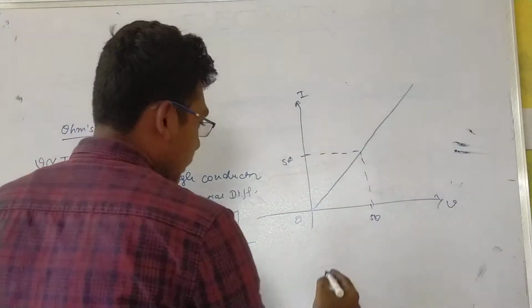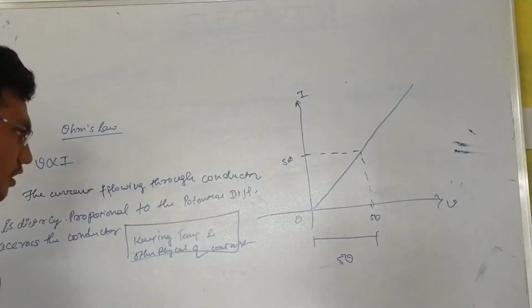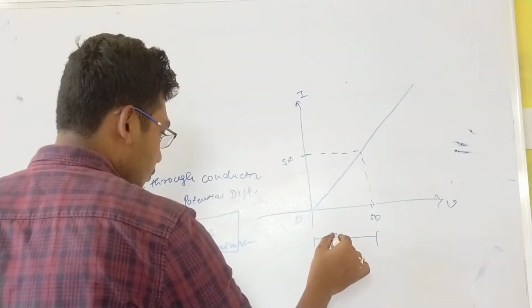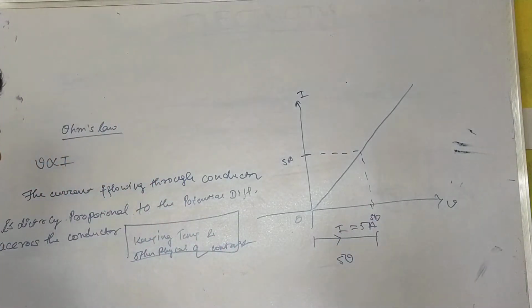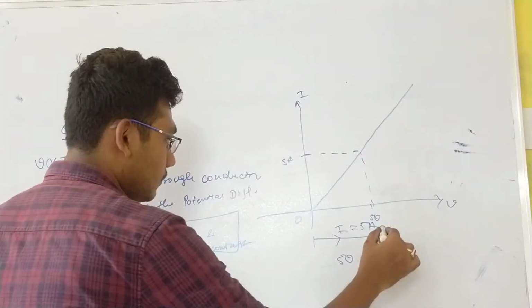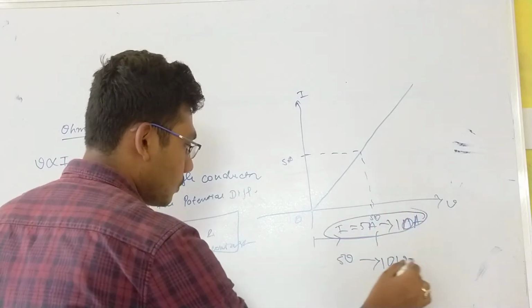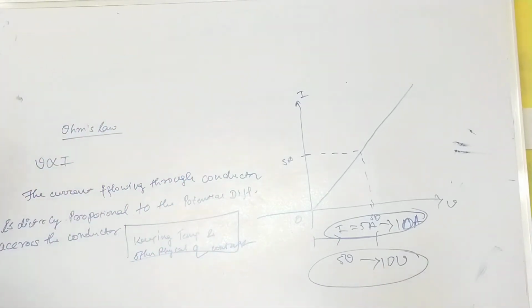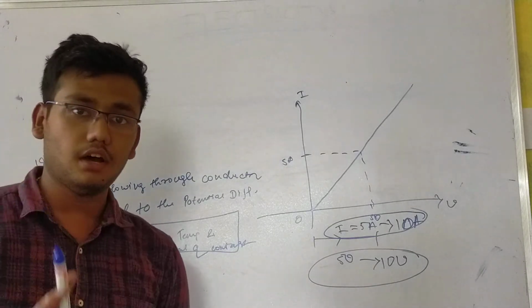So assume the potential difference across this conductor is 5 volts and the current flowing through is 5 amperes. If we increase the voltage to 10 volts, the current will be 10 amperes. So we can find there is a proportionality constant. What is that proportionality constant? He stated that the proportionality constant is given as R.